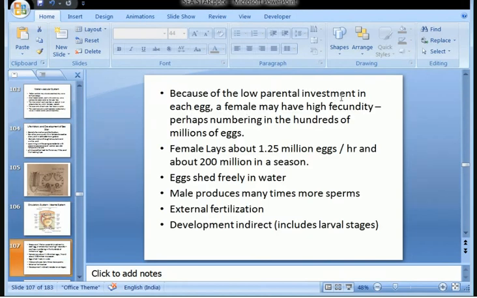Now, because of the low parental investment in each egg, a female may have high fecundity, perhaps numbering in the hundreds of millions of eggs. Like the female lays about 1.25 million eggs per hour and about 200 million in a season. So you can see that there is an enormous number of eggs, and sperms are many times more than the eggs. So a huge number of gametes are released from males and females.